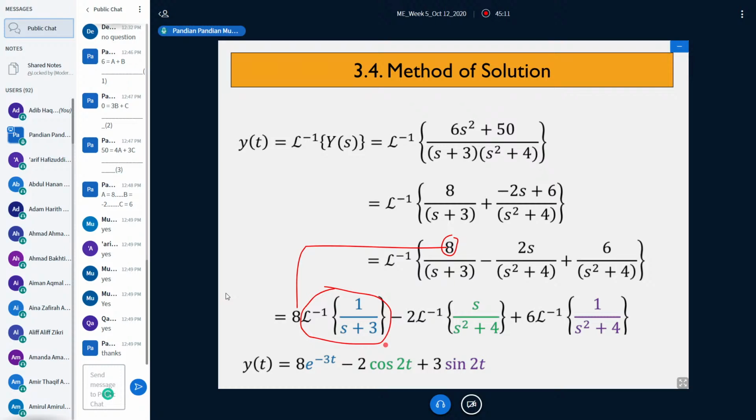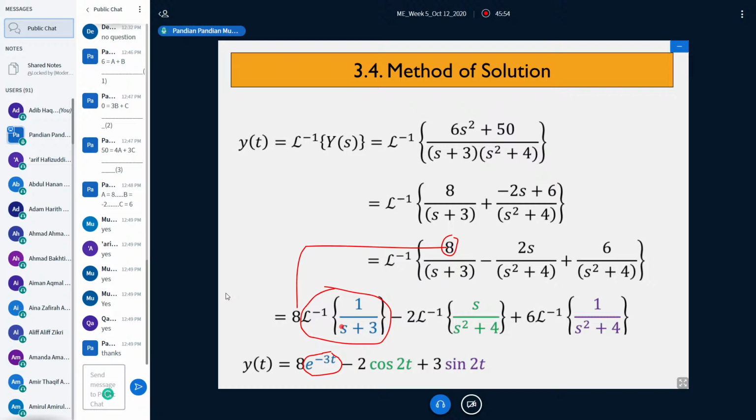Now inverse Laplace of 1 over s plus 3. Equation number 3, slide number 5, 3.2. Inverse Laplace of 1 over s minus a is e to the power at. So my a here should be minus 3 because the formula says s minus a. So if I put a as minus 3, inverse Laplace of 1 over s minus a becomes e to the minus 3t, this one.